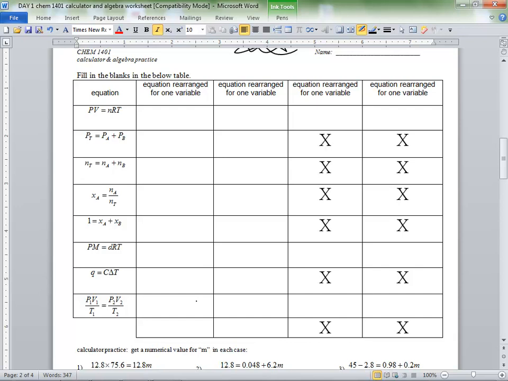So if we just picked one of these, like we pick PM equals DRT. How many variables are there? What do you count, Christian? How many variables are there in PM equals DRT? Five. Five, right? So you read through this question, Alejandro, and you're going to get how many variables? There's five, right? There'd be nothing to solve for. They won't give you five.